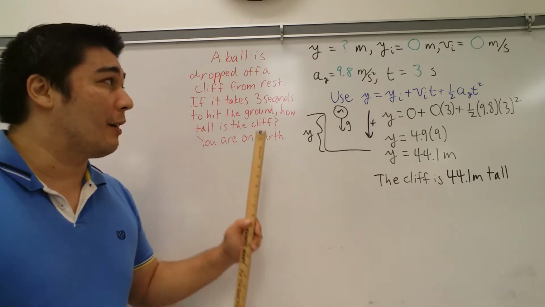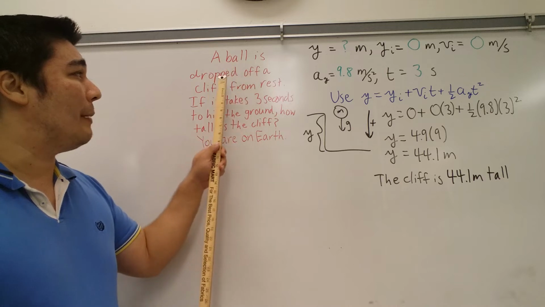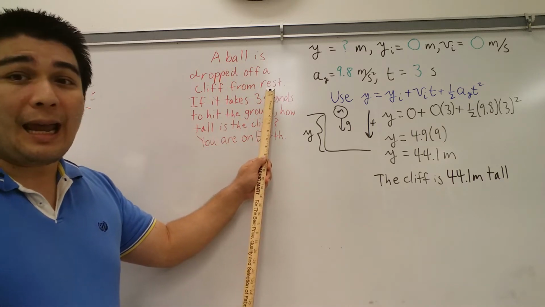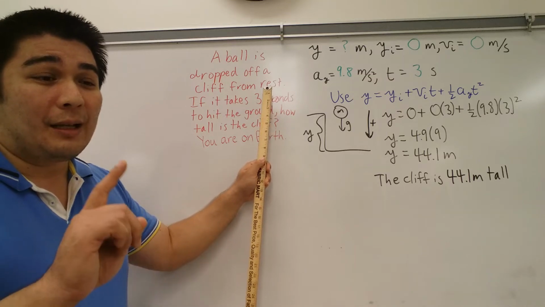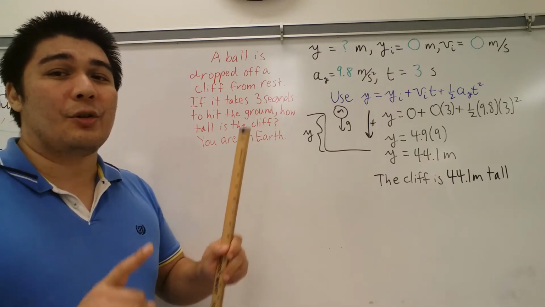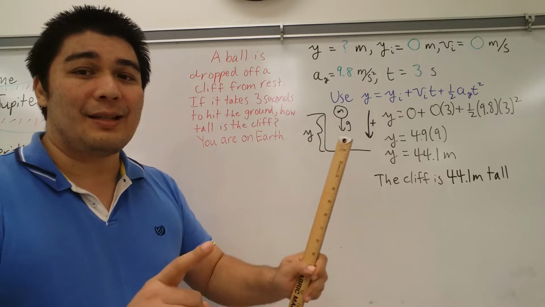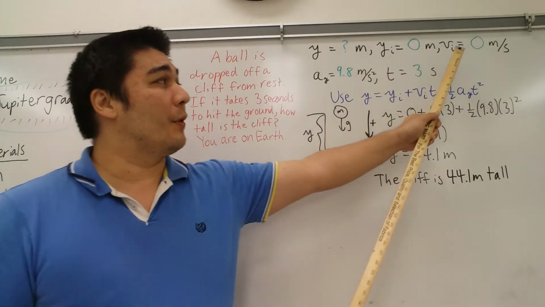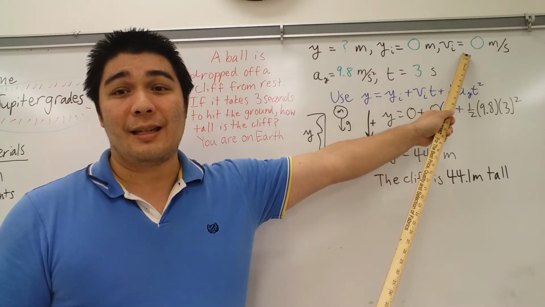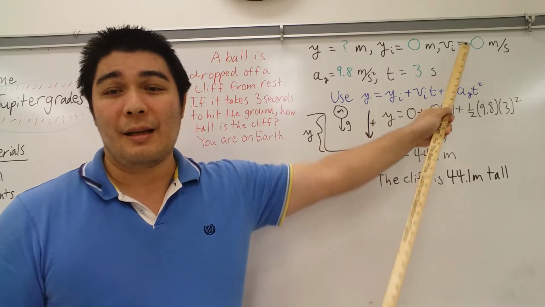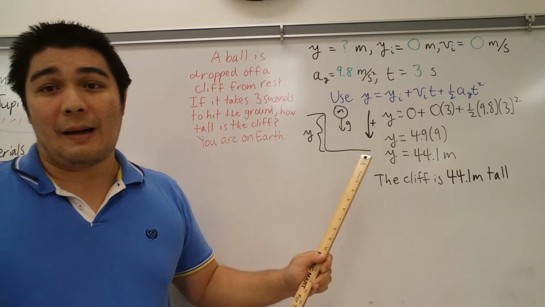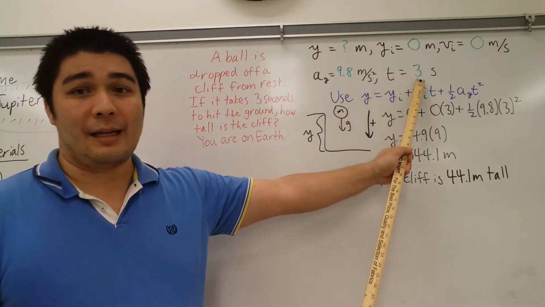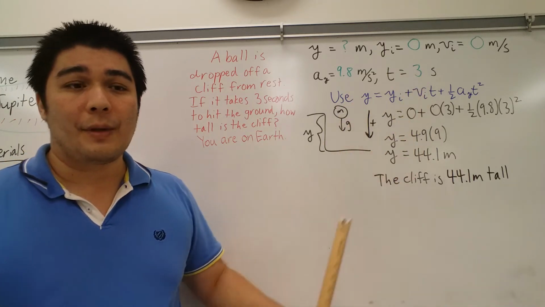So the key words are, and I'll start from the top, a ball is dropped off of a cliff from rest. Every time you see this word rest, this is super important. Rest means that your initial velocity is 0. And so that's why over here I wrote my initial velocity is 0 meters per second, because of the word rest. The next one is obvious. The ball falls for 3 seconds, so obviously I'm going to write that in there.